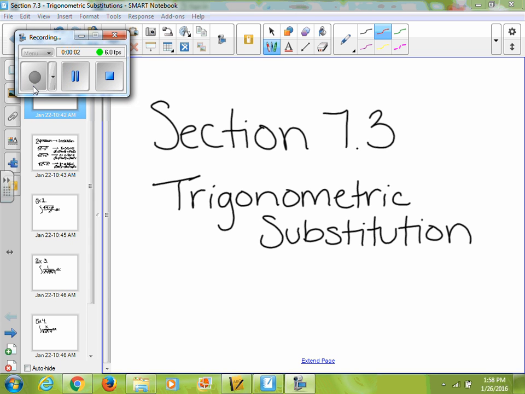Today we're going to look at section 7.3, which is trigonometric substitution. So we're going to look at the ways to make equations easier by using trig substitution.